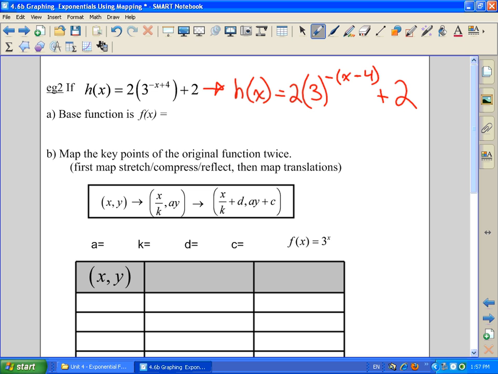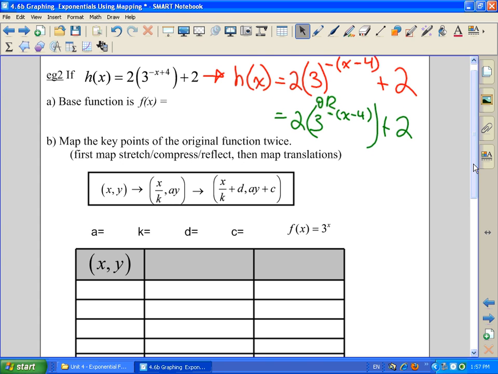All right. So you may wish to add in a separate set of brackets, or it could look like this. You could go 2 to the 3 negative x minus 4, and then a separate set of brackets here, plus 2. I'll accept either version of that, whichever one makes more sense for you. Please feel free to use it. All right. So to figure out our base function, f at x, we're going to strip away the a, the k, the d, and the c. And what are we left with? We're left with f at x equals 3 to the exponent of x.